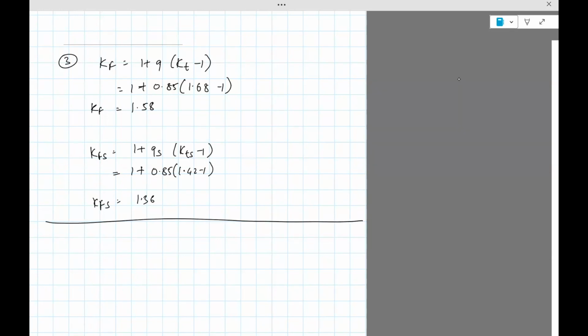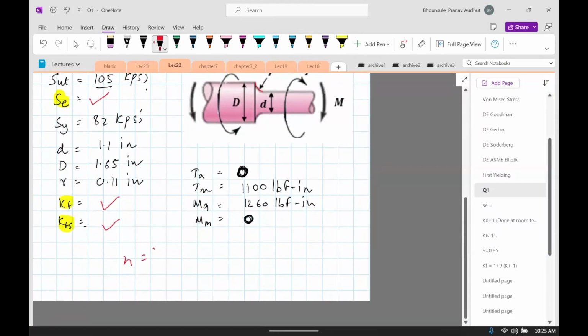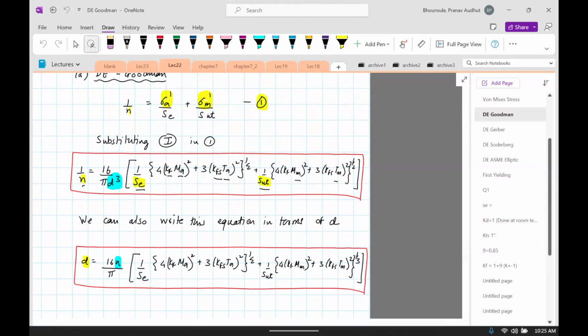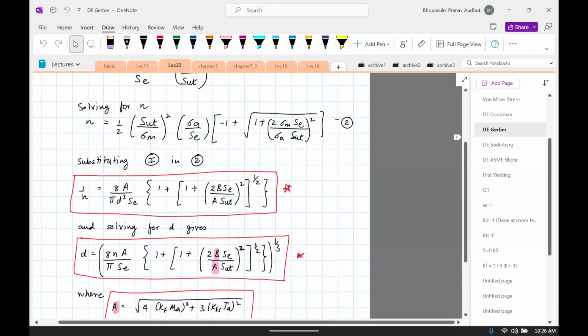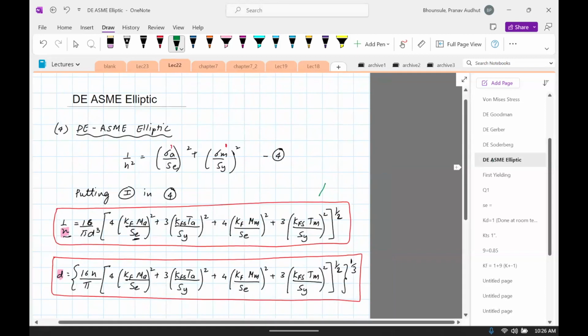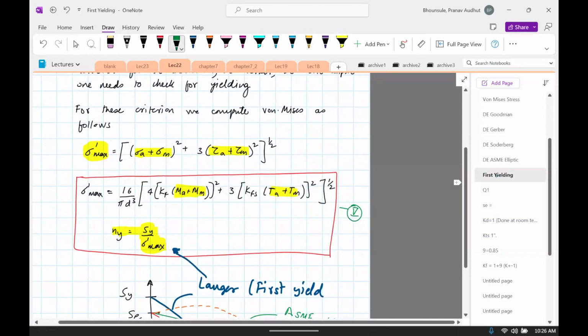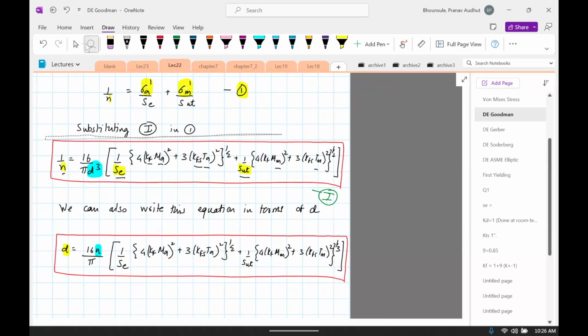Okay, so we're done with KF, KFS. Now if we go back to our list of things to compute, we have done this and this. And now the last step is to compute N for A through E. So we just need to go through these formulas. D. Goodman will essentially take this formula. Let me call this 1, call this 2, call this 3, call this 4, and call this final one 5. So essentially, this boils down to us taking these formulas for 1 through 5, substituting the value for small d, SE, SUT. Let me do one for you, and then other ones, I will just write the final answer.